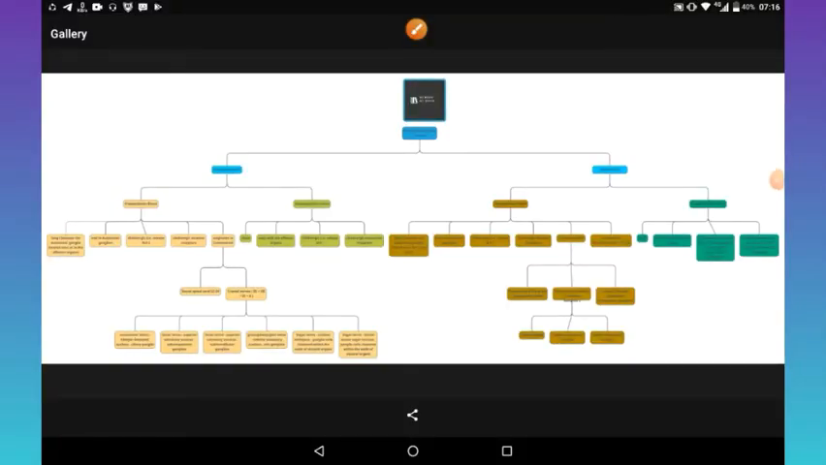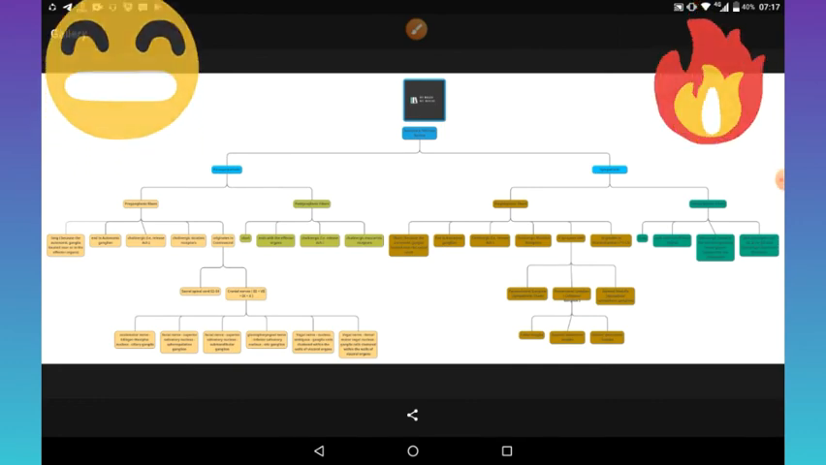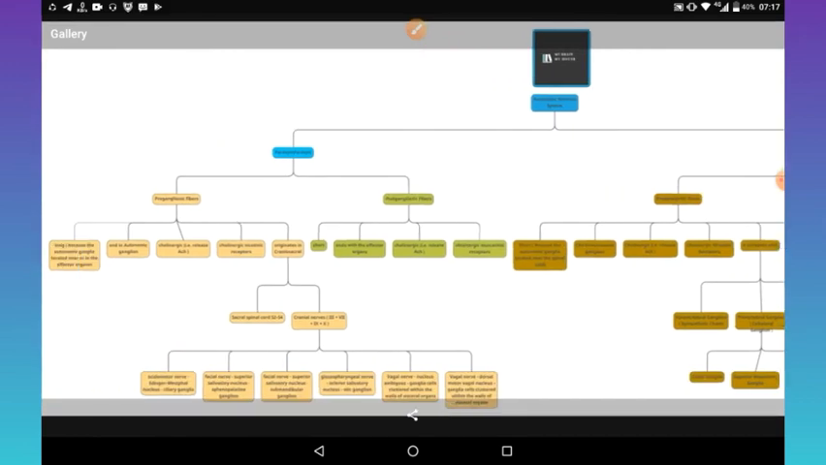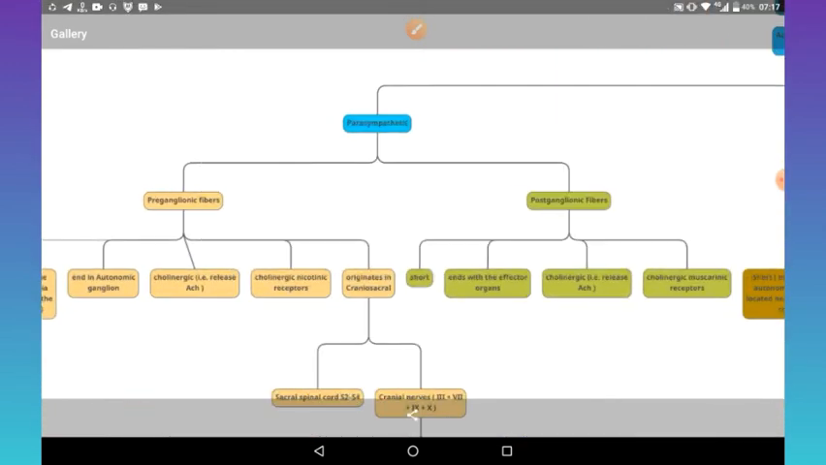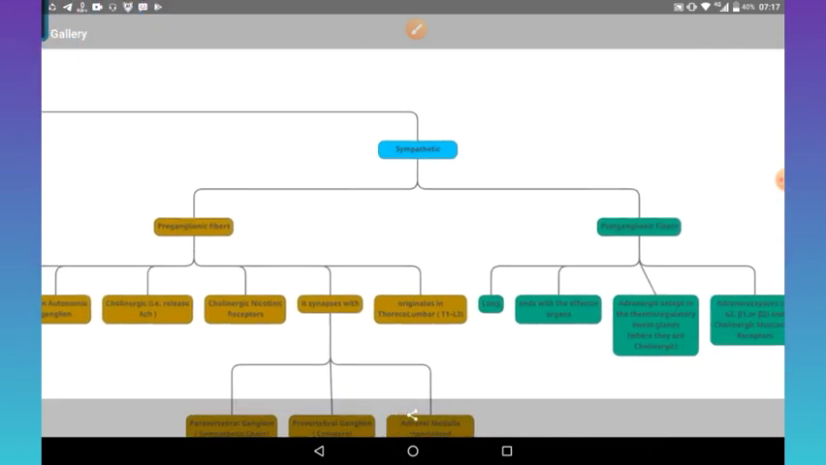Moving on to this beautifully illustrated mind map explaining the different types of the autonomic nervous system, which are the sympathetic nervous system and the parasympathetic nervous system. We're going to zoom in and see each one of these individually. We're going to start with the sympathetic, the fight or flight response.